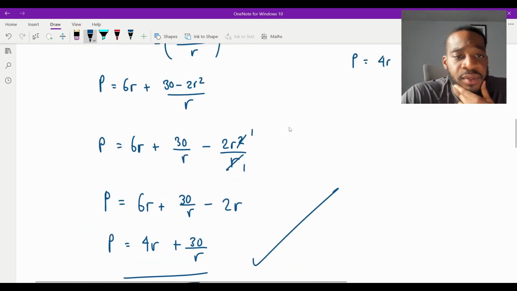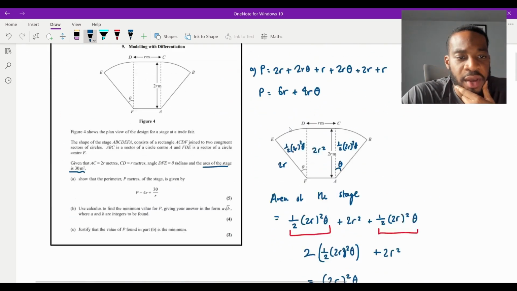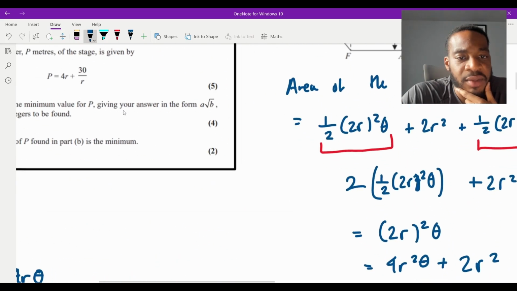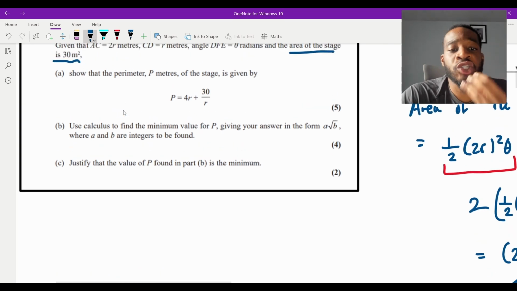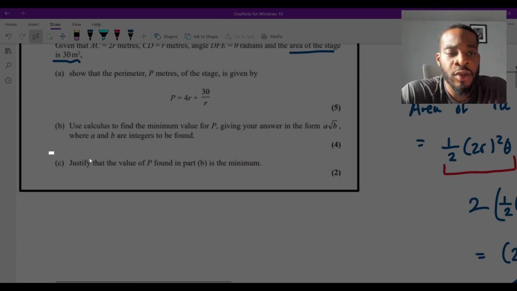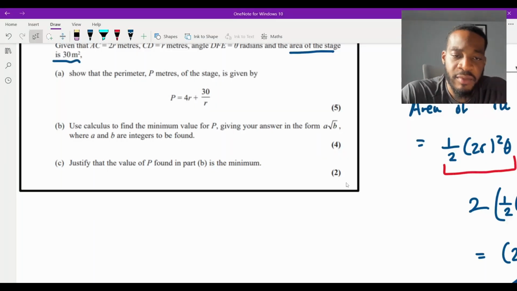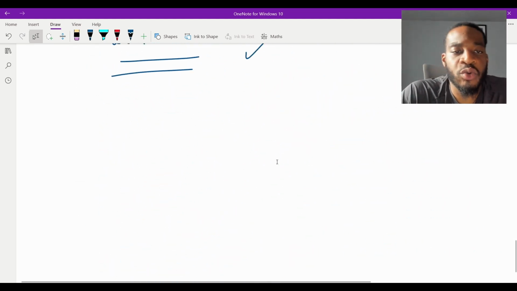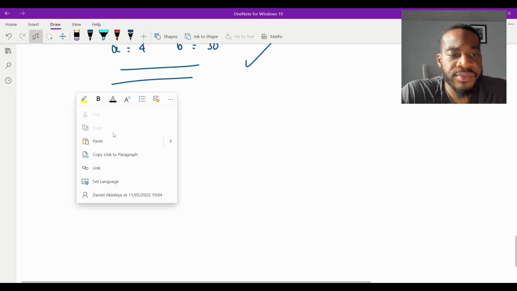Now part C, where's part C? Need to go all the way up here. It says justify that the value of P found in part B is the minimum. Okay, so when they ask you to justify a minimum or maximum, this is where your second derivative comes in. So you find out your stationary point by differentiating once and setting it equal to 0. Now you want to just check whether that's a minimum or maximum. So all you're going to do here, let me just write this here.